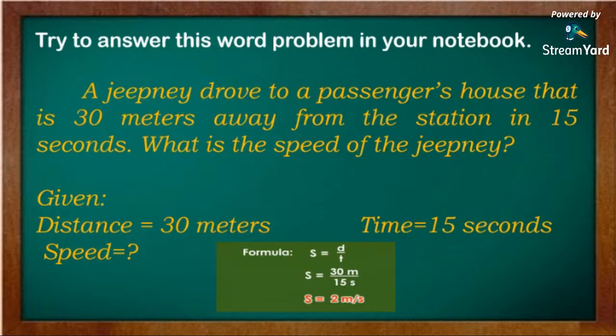So we have distance is equal to 30 meters. Time is equal to 15 seconds. So we are looking for the speed. So our formula is speed is equal to distance divided by time. So speed is equal to the distance, 30 meters, divided by time, that is 15 seconds. So we get speed is equal to 2 meters per second. Did you get it right, kids?